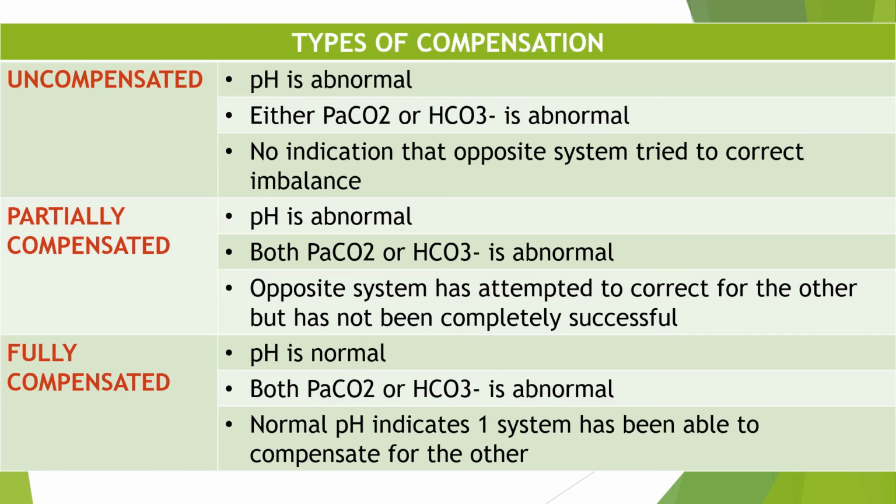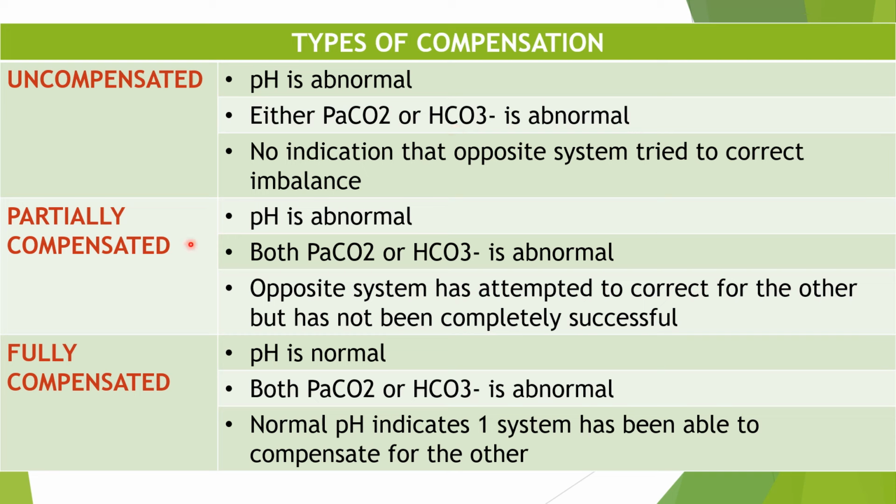Let's see the different types of compensation. This also will help you understand the previous question. Uncompensated means pH is abnormal, and either PaCO2 or bicarbonate, any one is abnormal, not both. Then there is no indication that the opposite system tried to correct the imbalance. Only one thing changed and pH is abnormal, which means uncompensated.